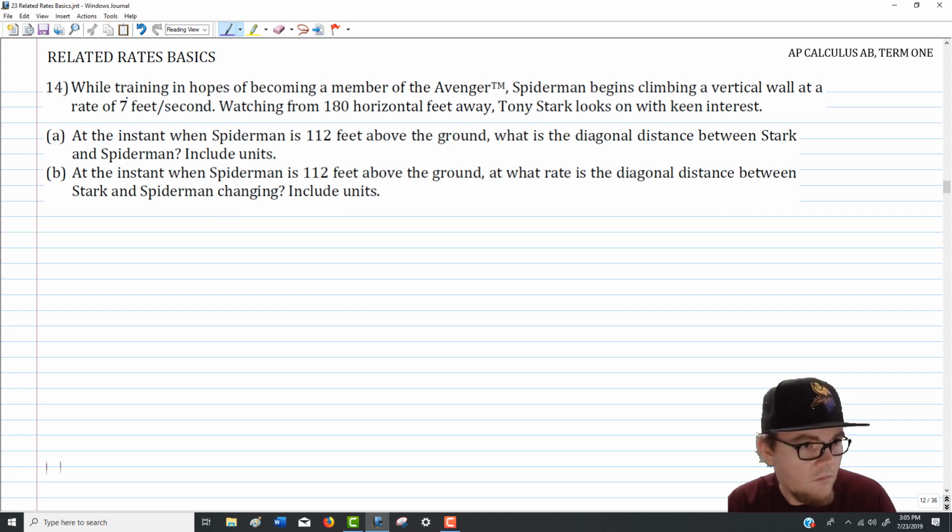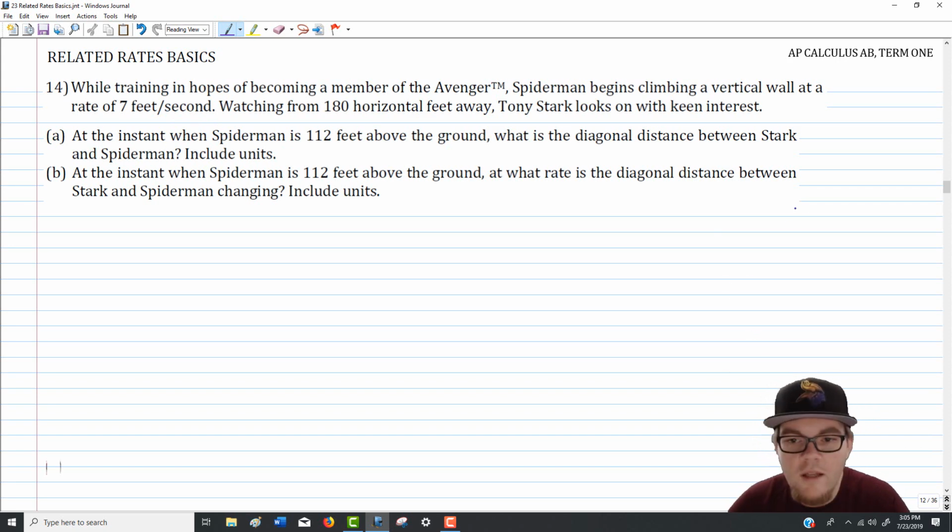So in question number 14, we're told at the very beginning that while training in hopes of becoming a member of the Avengers, actually it just says Avenger, that's amusing, Spider-Man begins climbing a vertical wall at a rate of 7 feet per second, watching from 180 feet away horizontally. Tony Stark looks on with keen interest.